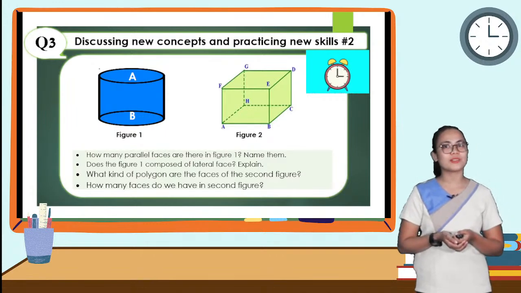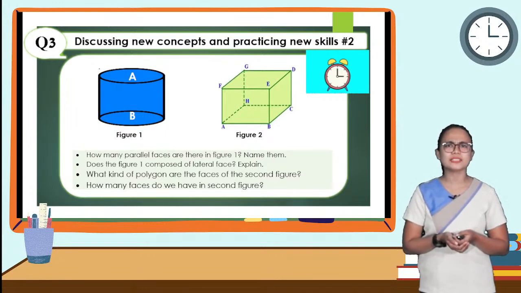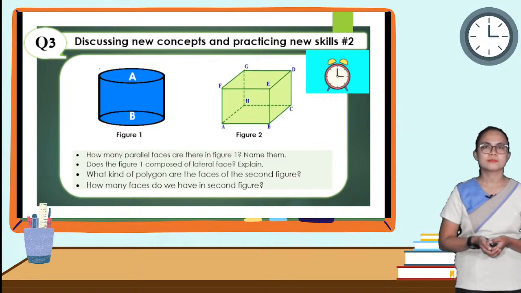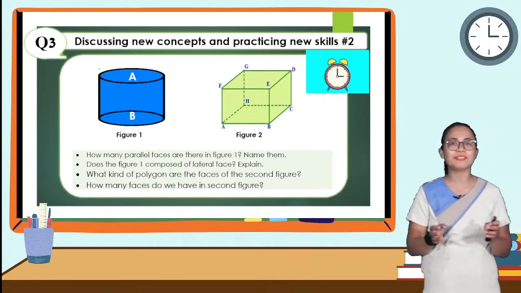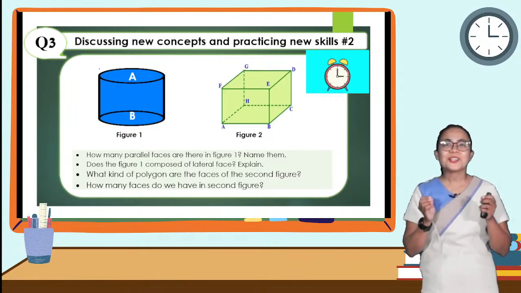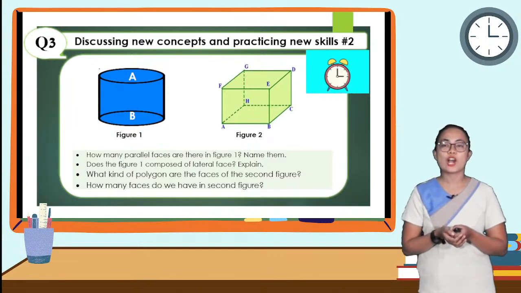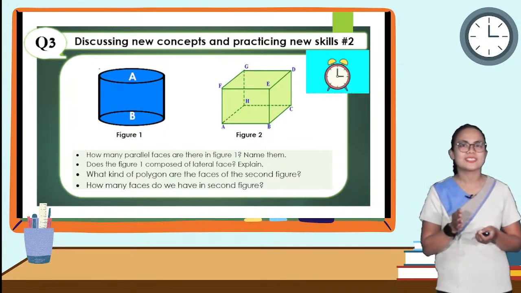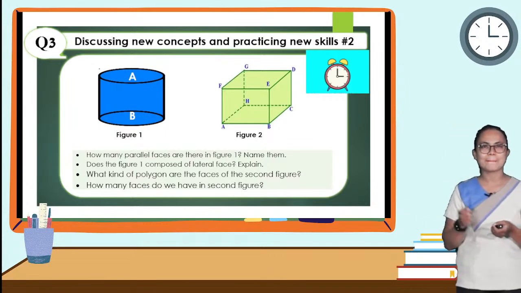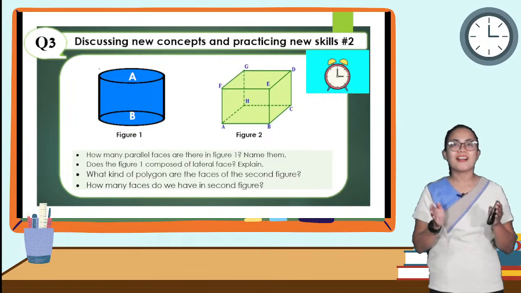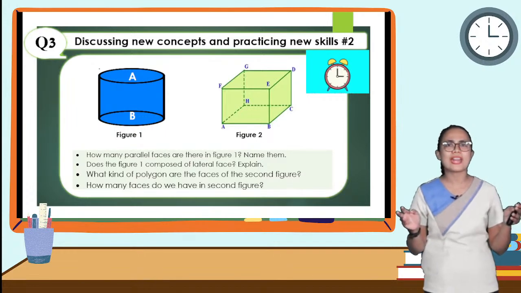How about the second question? Is figure 1 composed of lateral faces? Explain. None. It doesn't have lateral faces. A cylinder has, very good, a curved surface. Nice, grade 6. How about the third question? What kind of polygon are the faces of the second figure? Take a look at our second figure. Great! They are all squares. How about question number 4? How many faces do we have in the second figure?